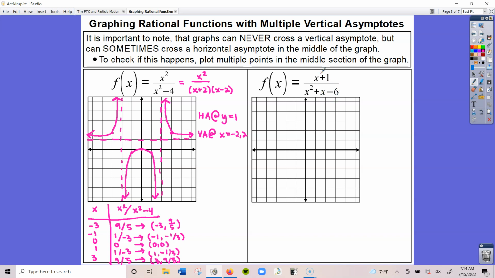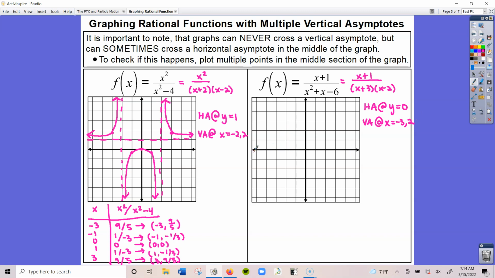Now let's go to this one here. We have x plus 1 over x squared plus x minus 6. Based on the degrees of my function, since it's smaller on the top than on the bottom, this means that I have a horizontal asymptote at y is equal to 0. Next, I'm going to factor to see if I have any vertical asymptotes. So x plus 1 over x squared plus x minus 6 can be factored as x plus 3, x minus 2. So here I have my two vertical asymptotes, which are at x is equal to negative 3 and x is equal to positive 2.